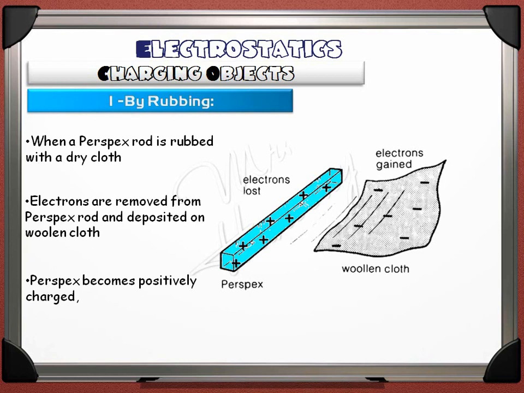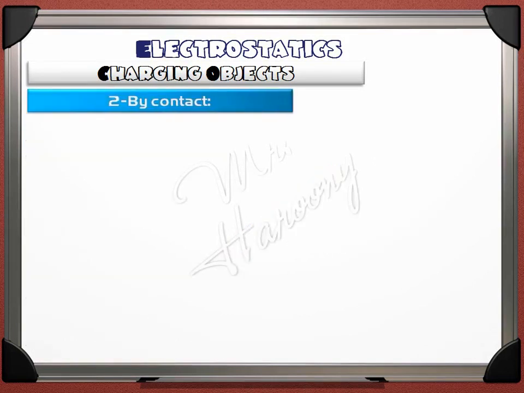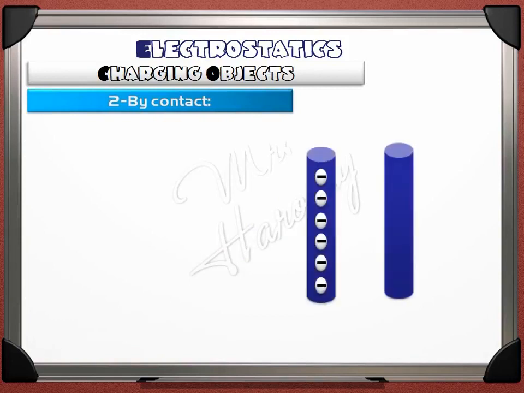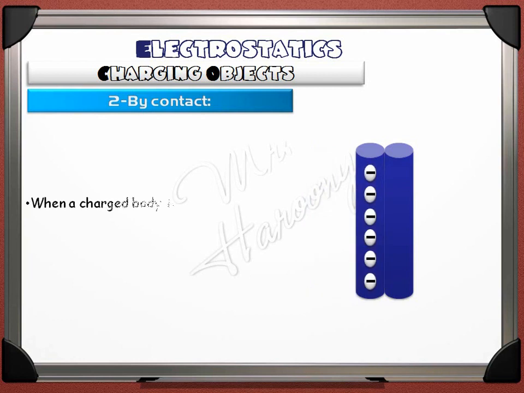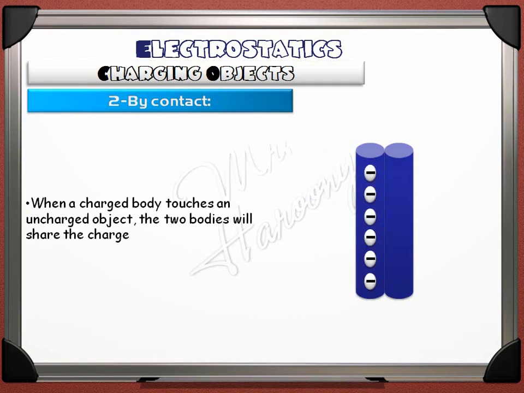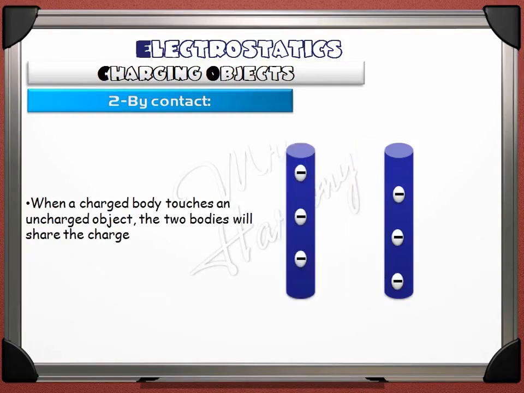In this case, perspex becomes positively charged, but the woolen cloth becomes negatively charged. Number 2. Charging by contact. If we have 2 rods, one is negatively charged and the other is neutral. When a charged body touches another uncharged object, the 2 bodies will share the charge. Now the neutral rod becomes negatively charged.